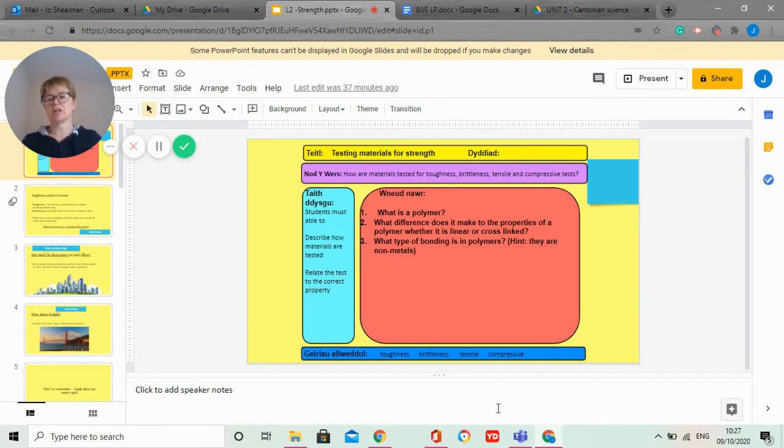So things like your plastic garden furniture or school chairs will be made of cross-linked polymers rather than linear. Carrier bags, polythene bags will be made of linear polymers. Excuse my gruff voice today. What's next? Type of bonding. Well, polymers are non-metals, so that's going to be covalent bonding within polymers.